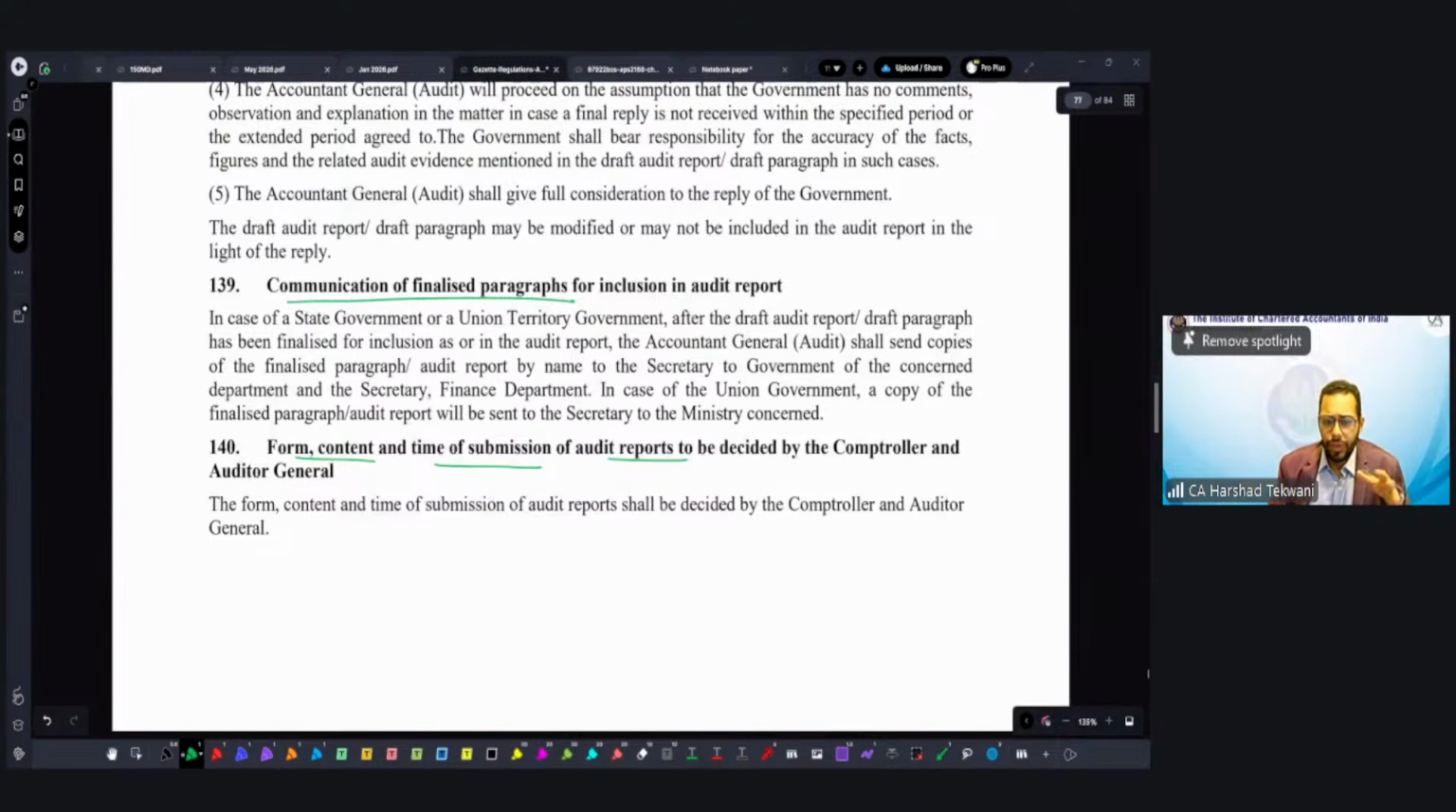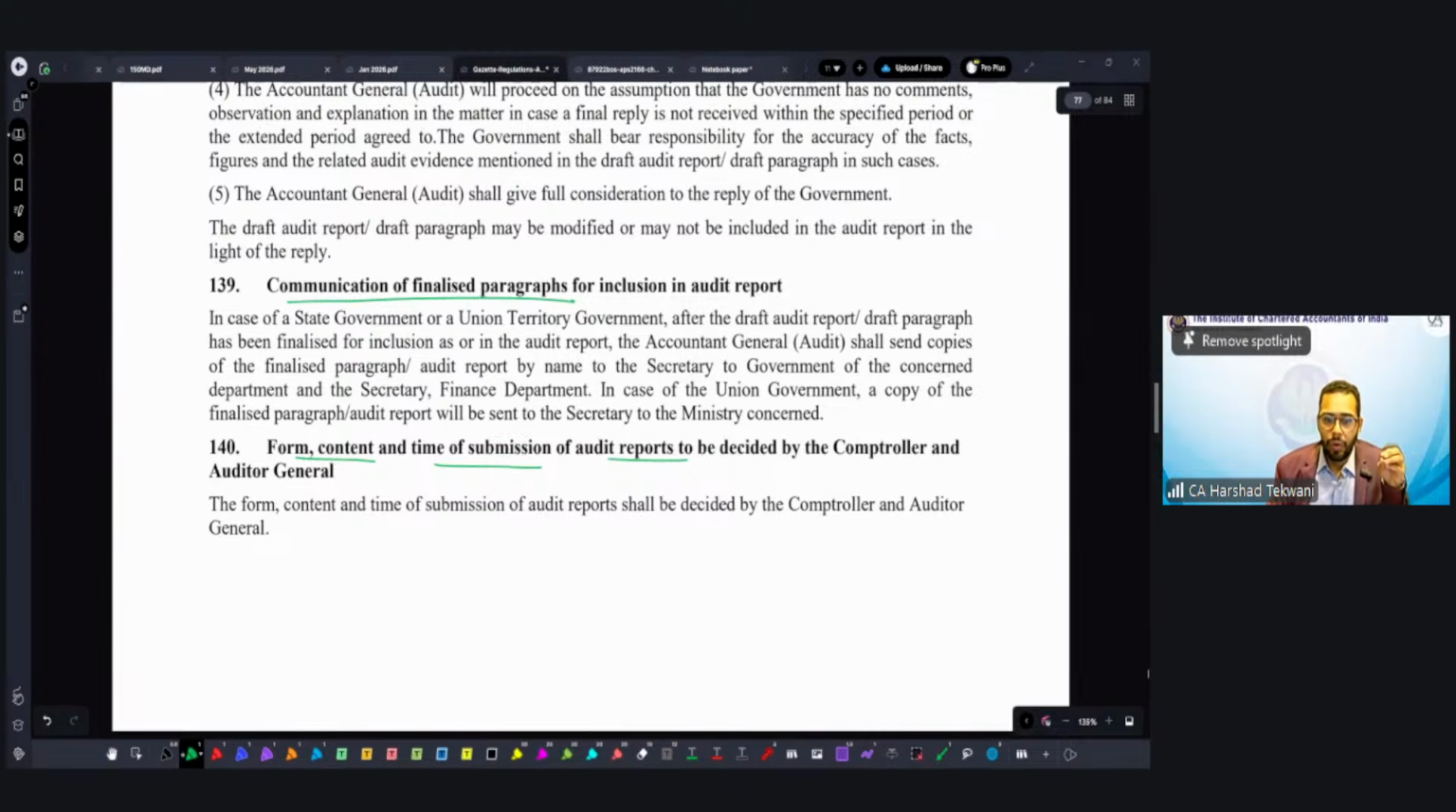There are basic things already provided in the regulation itself, basically provided in the regulation itself, that how the planning is required to be done, how the entire audit process is required to be carried out. Okay, basic things already given in these regulations.